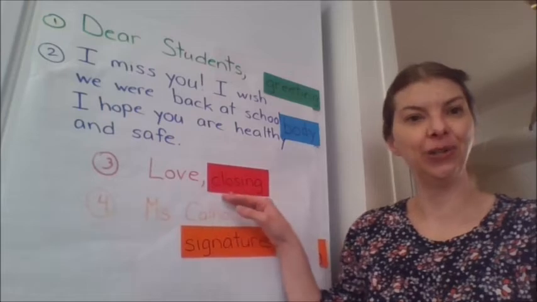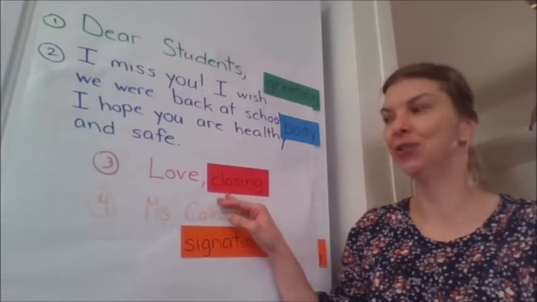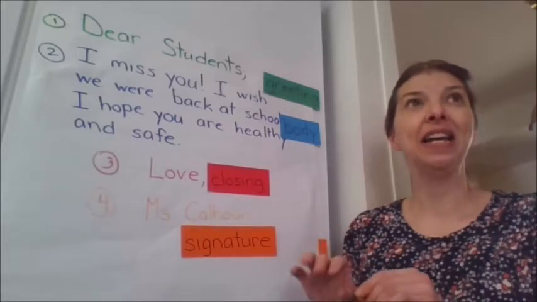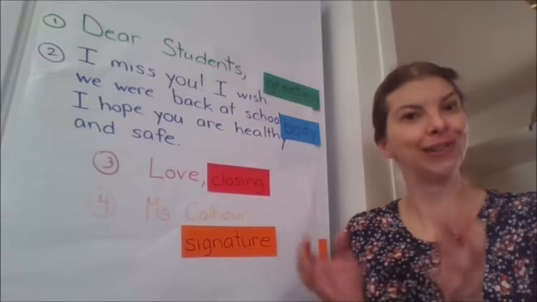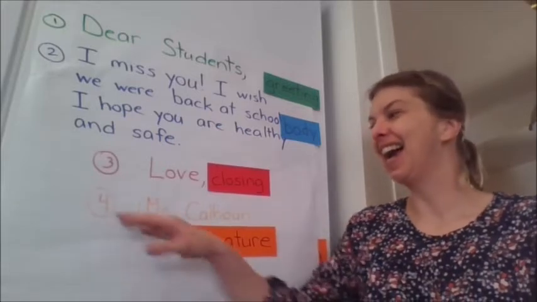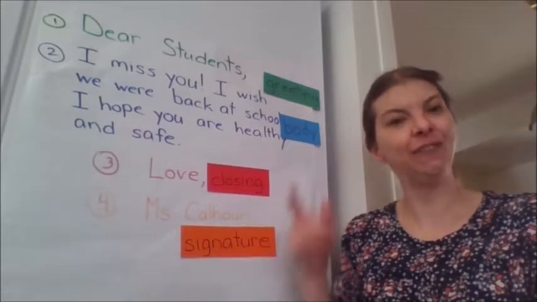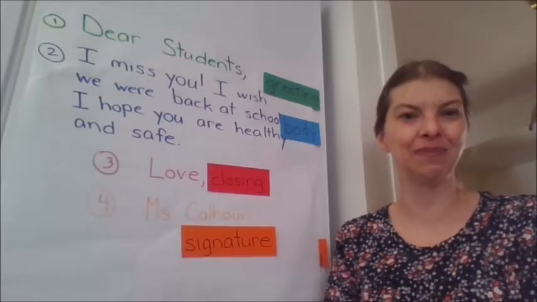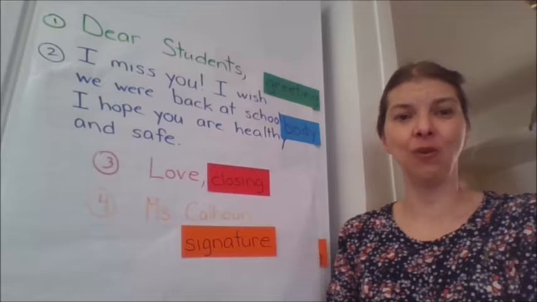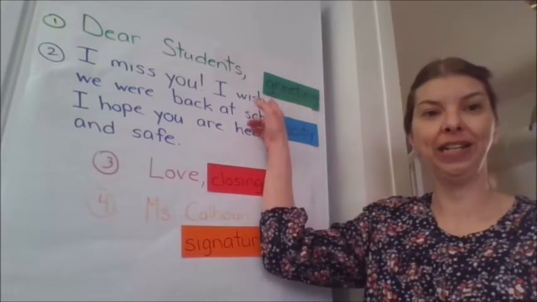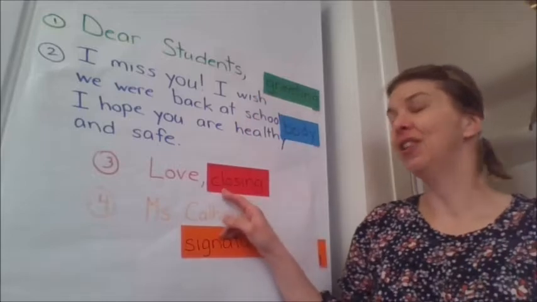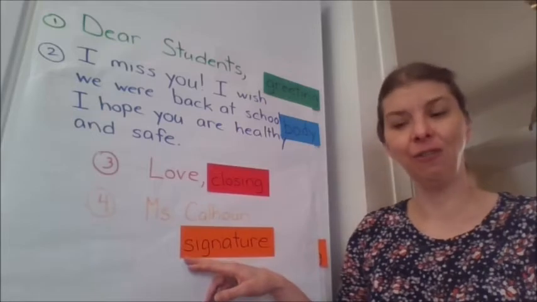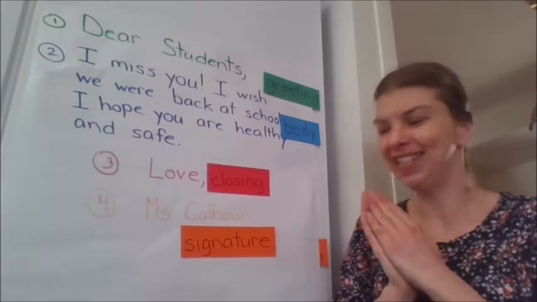Our third line is the closing, and in that line, you'll see the words love, sincerely, respectfully, or your friend. It's kind of a way to end or close your friendly letter. On the fourth line is your signature. And if you remember, your signature is your name. And that's something we all can do. So again, in today's lesson, we're going to practice writing the greeting, line 1, the closing, line 3, and the signature, line 4.